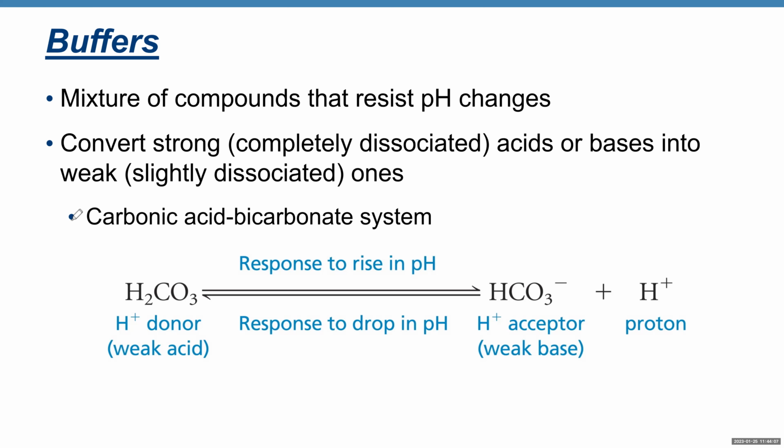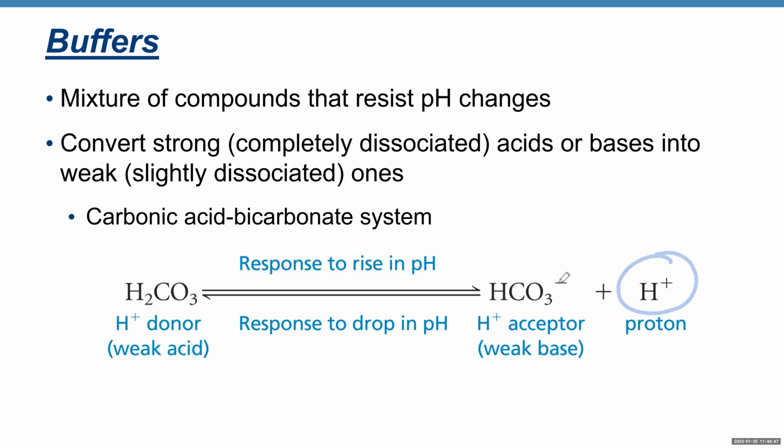Now, one of the important buffers in your blood is the carbonic acid bicarbonate system, right? In your blood, you have carbonic acid, which is a weak acid, and because it's a weak acid, it will not completely dissociate. So in plasma, you will have your carbonic acid, and only slightly will it dissociate into bicarbonate and hydrogen.